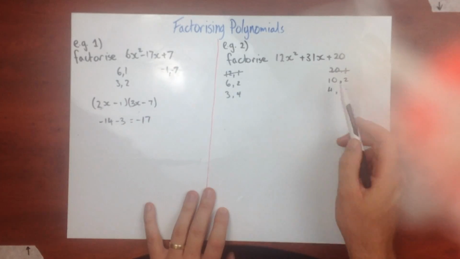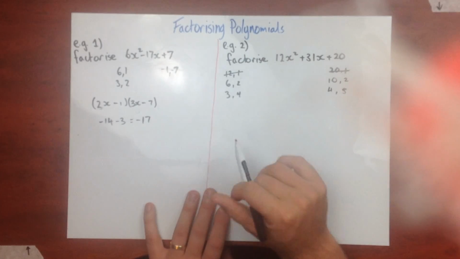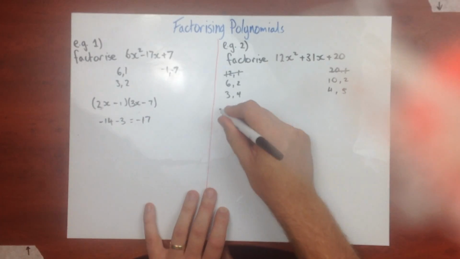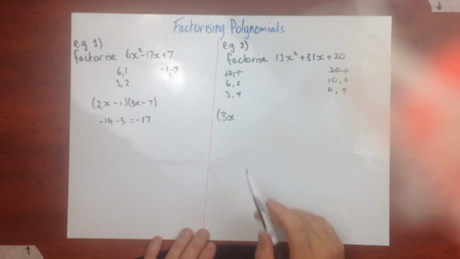So we could stick with our 6 and our 2 and try our 4 and our 5, or we could stick with our 10 and our 2 and go to our 3 and our 4. But I do actually know, of course, what the answer is to this one. So we're going to jump straight down to our 3 and our 4.